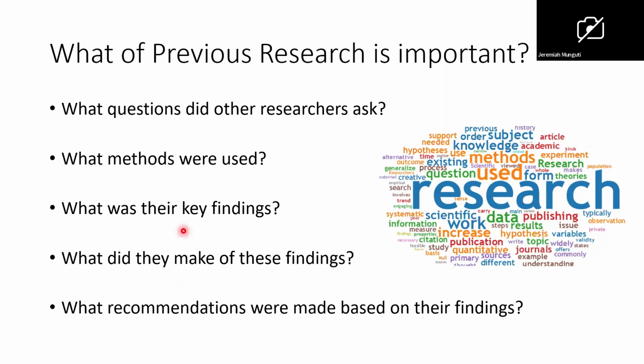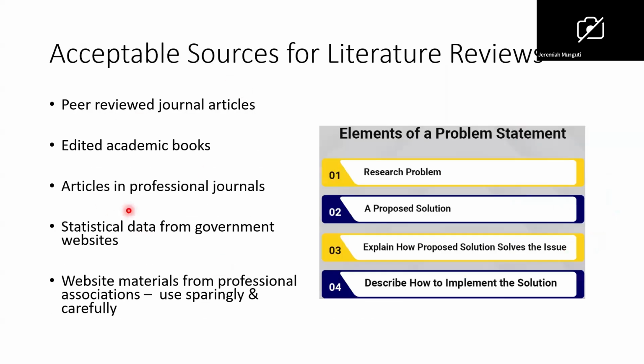What did they make of these findings? Much as many people have a tendency to misrepresent the finding, whatever somebody found and attributed it to is key that you might need to see, so that if you disagree with that attribution, then you might also have a reason to do your research. And what were the recommendations? Did they recommend further research, and that is why you want to do it? Or do they recommend that we are at a stalemate and we need to move in a different direction?